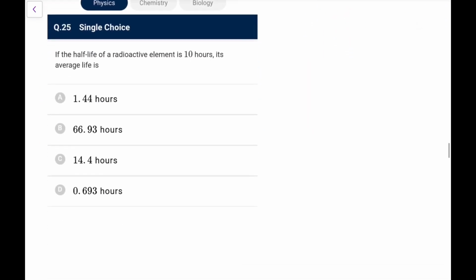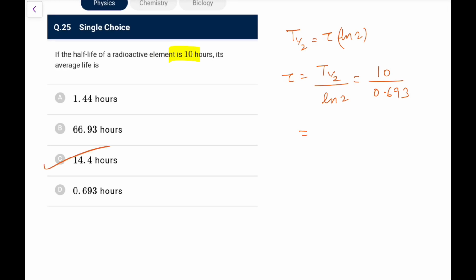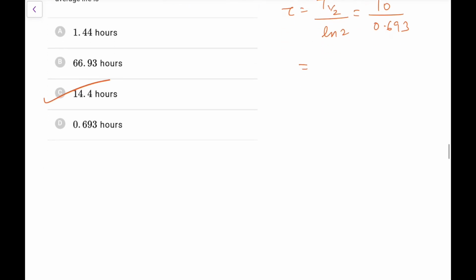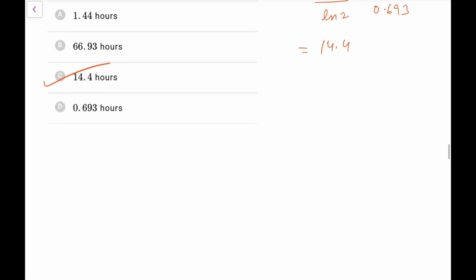Next, if the half-life of a radioactive element is 10 hours, its average life, as you know, T half is equal to tau ln2, so tau is equal to T half upon ln2. So 10 upon ln2, that is 0.693. It is definitely greater than 10, but it won't be 20, it would be lesser than that. So it would be 14.4. This would be approximately 14.4 hours, you can calculate. So this is 14.4 I can write.